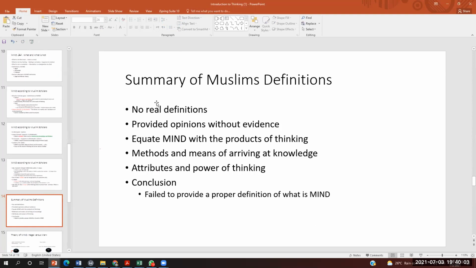So let me summarize: our Muslim scholars, until recently, until the last 100 years, had no real definitions of mind. They did not help us in this issue. They helped us in the production of mind, which is knowledge. They provided opinions without evidence, which is strange, because when it comes to fiqh and sharia, they would not generate any hukm without evidence. But when it came to fundamental ideas and thoughts, they were happy to go without evidence.